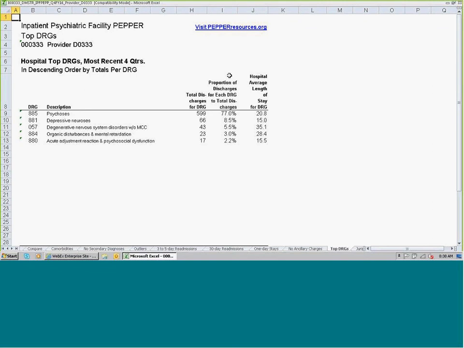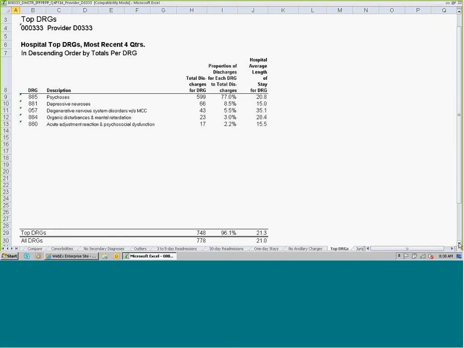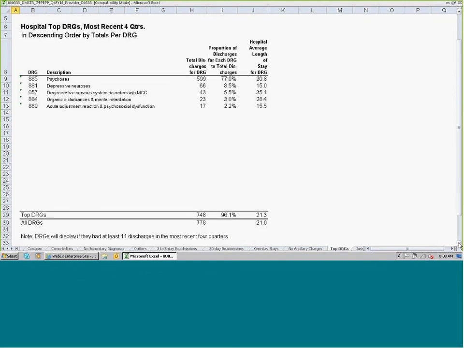We calculate the proportion of discharges for each DRG to total discharges, and we identify your average length of stay for each of those DRGs. Now, this report will display up to 20 DRGs as long as there are at least 11 discharges for the DRG in the most recent fiscal year. We can only display these DRGs on the report if there are at least 11.